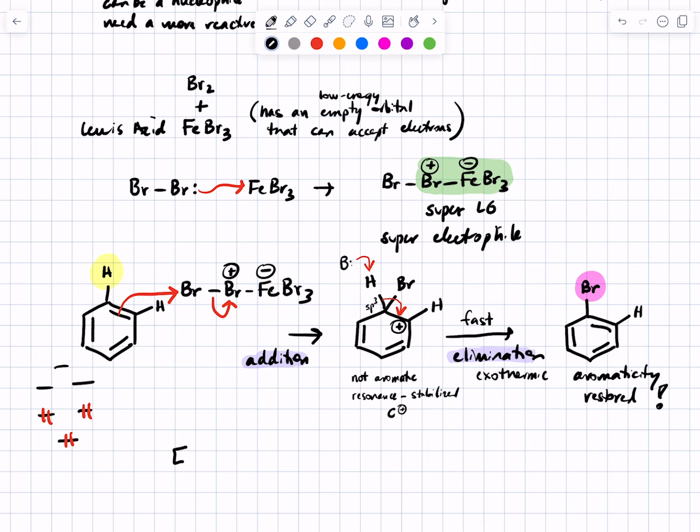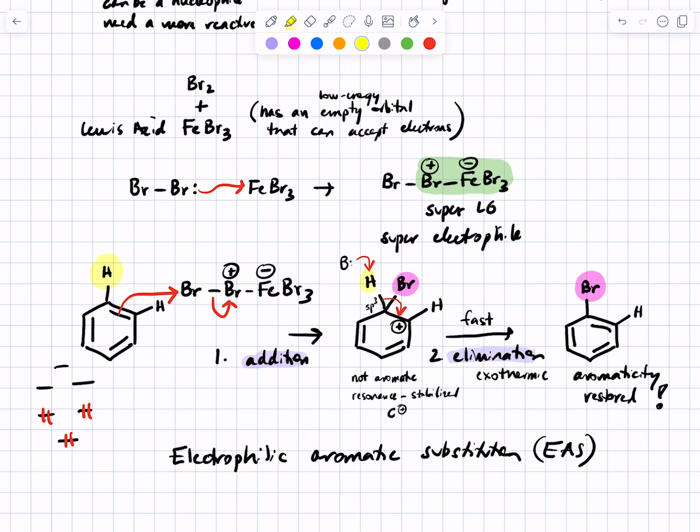And that reaction series is called electrophilic aromatic substitution, or EAS, always involving an addition step and then an elimination step to restore aromaticity. And always it's the proton on the carbon where the electrophile just added, it's always that proton that gets removed. Okay? All right, questions about that mechanism?